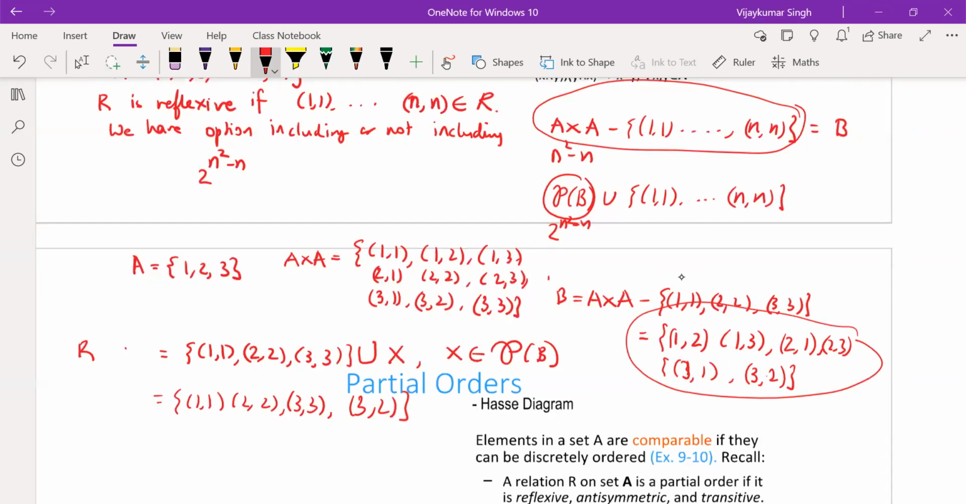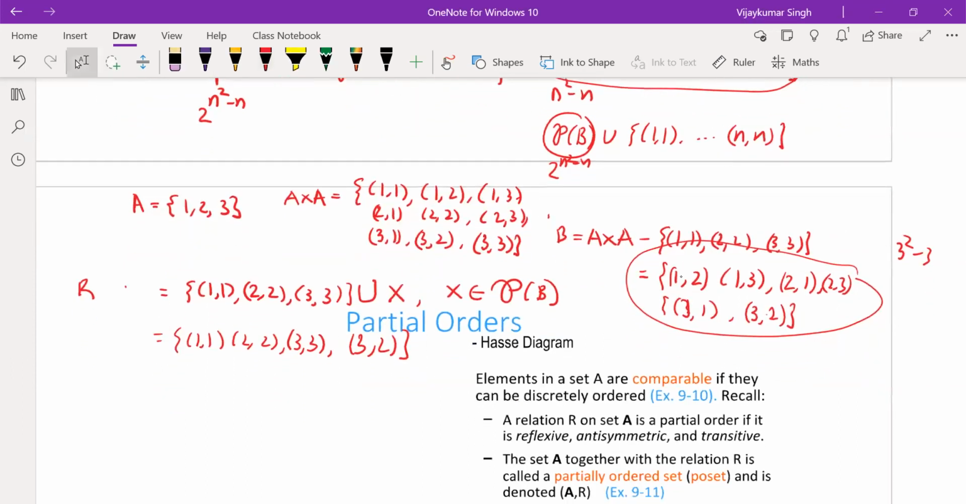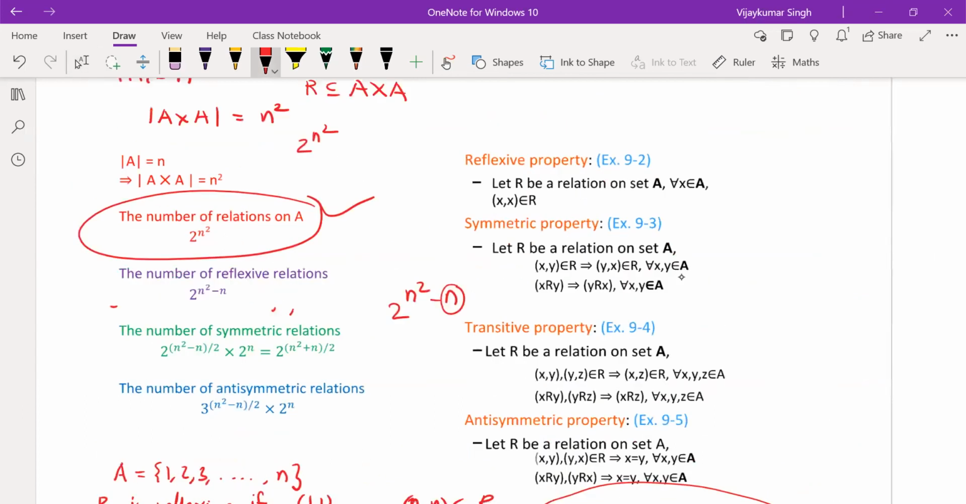Or any subset here. So how many subsets are there for set B? That is equal to the size of the power set of B, right? What is the size of this? This is 2 to the power 3 square minus 3. Yeah, so that's the idea pretty much. So if you are looking for the number of reflexive relations, you remove the n diagonal pairs because they are not optional, they are compulsory. Out of that, we have n square minus n elements from A cross A, and they can be included or they cannot be included. That is the reason why we have so many.